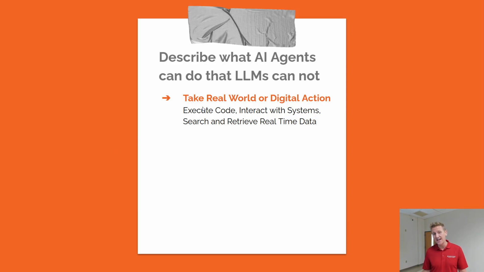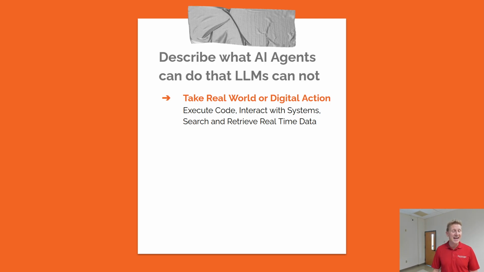that the first thing that an AI agent can do is it can take real world action. It can execute code, execute your C# or Python. It can interact with systems. That's the bullet that I was into. It's like, hey, I've got a database. I want an LLM to interact with my database and answer questions about my customers or my database records. So an AI agent can interact with your database system, search and retrieve real-time data. So an AI agent can actually make an API call, right, that retrieves real-time weather data or real-time stock data.